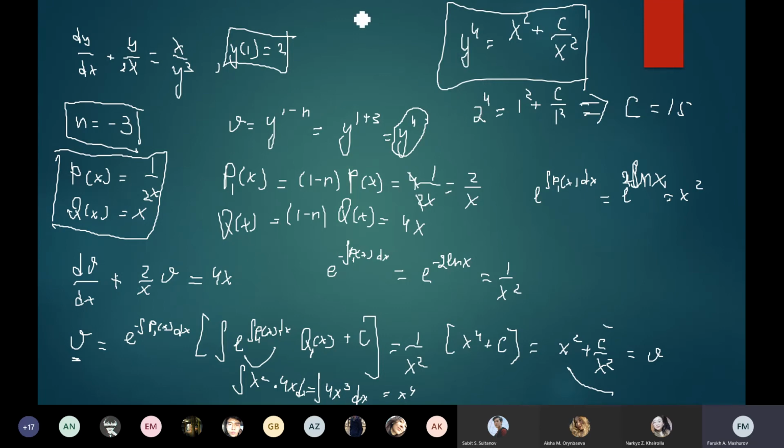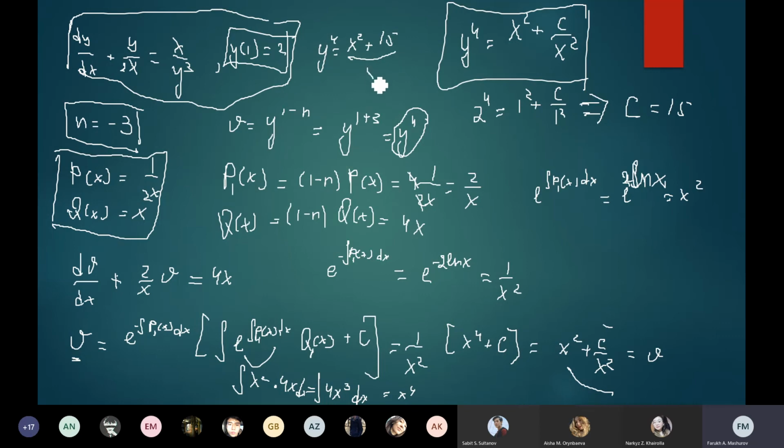So my solution of this differential equation is this function, guys. Y to the power 4 is equal to x squared plus 15 over x squared. Okay, so this one is the solution of this differential equation. So from here you can just find y, and if you find y, here will be just what? Fourth root of this function. Okay. Any questions?